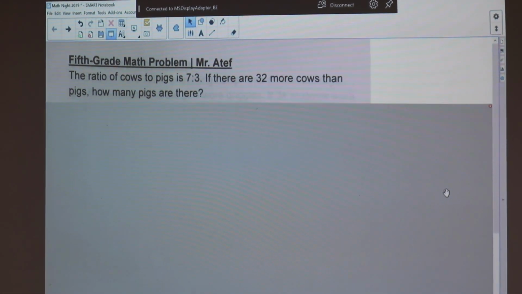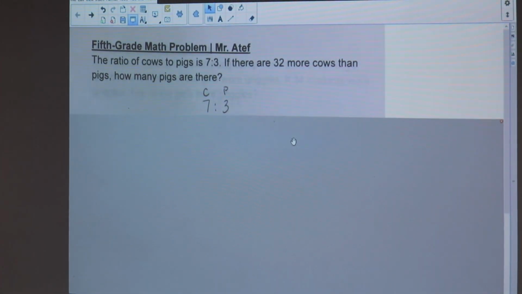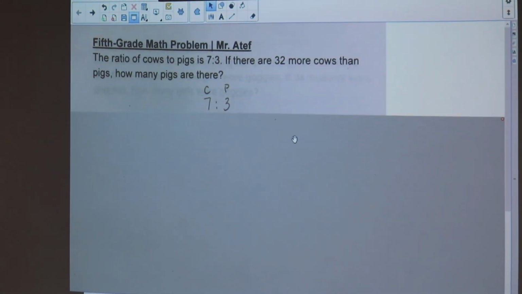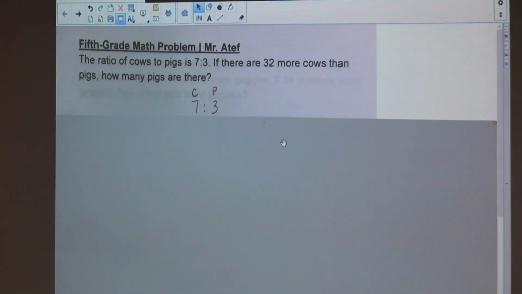So first of all, the students are going to be encouraged and sometimes required to draw a bar model. They're going to look at this ratio and first be able to understand it. So they would know that the 7 represents the cows and the 3 represents the pigs. From this ratio, they're going to be asked to draw a bar model to visualize that better.